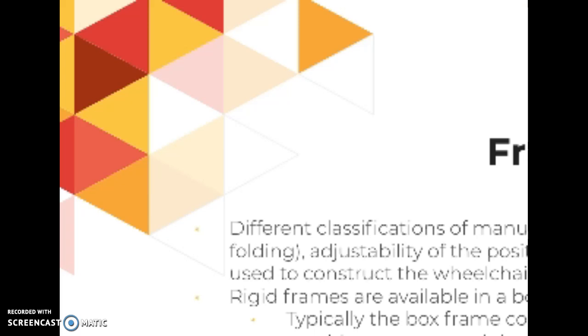So rigid frames are available in a box, cantilever, or a T or an I frame. So in the corner of the slide, that is the box style frame, a rigid frame with a box style. Typically the box frame construction has the rectangular shape that provides a long and durable base to which the seat and wheels are attached.